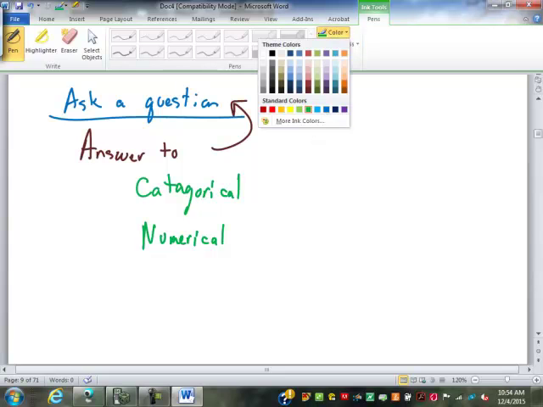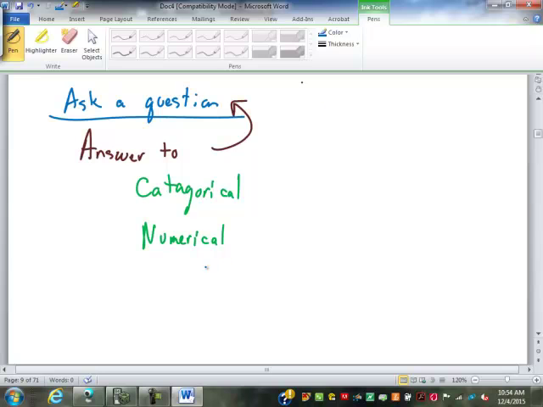The numerical data gets split into two different types. Discrete, which is the easiest to work with. Discrete is counting. How many cars do you own? How many credits are you taking? You can't take 14 and a half credits. You're taking 14 or 15. You can count the number of credits you're taking. You can count the number of cars you own.